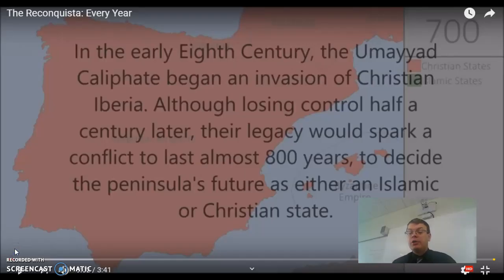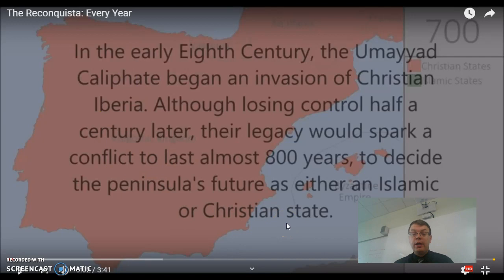So right now we're going to take a look at what happens in Spain. In Spain, as you can see up here, in the 8th century, the Umayyad Caliphate began an invasion of Christian Iberia. Iberia means Spain and Portugal, this peninsula that's at the end of Europe. Now, what will happen is that basically Spain, Portugal, this whole area will become part of the Umayyad Caliphate. It will become a Muslim land.